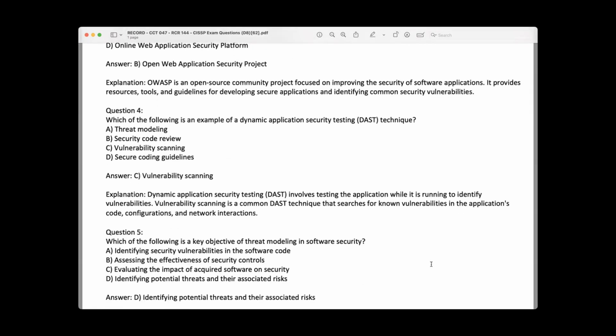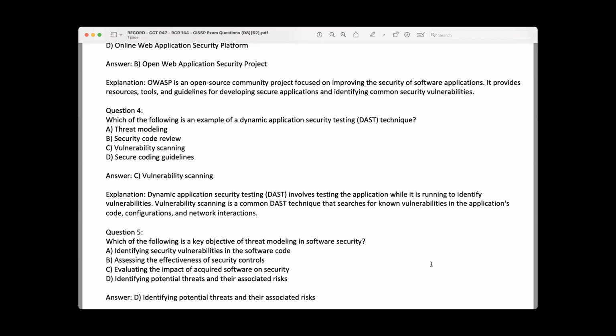Question 4, which of the following is an example of a dynamic application security testing technique, DAST, which is a common example of DAST. So again, that's Delta Alpha Sierra Tango. Which of the following is a dynamic application security testing technique? A, threat modeling, B, security code review, C, vulnerability scanning, or D, secure code guidelines? Okay, which is an example of DAST? And the answer is C, vulnerability scanning.